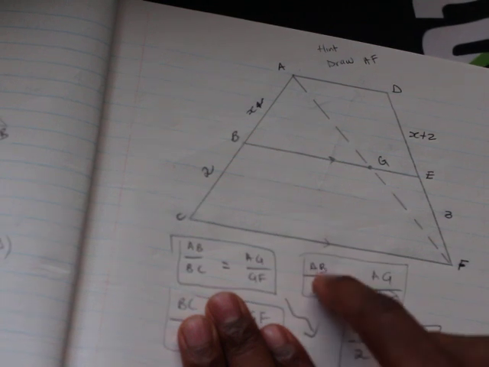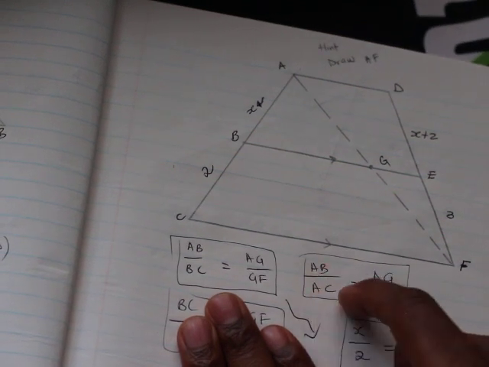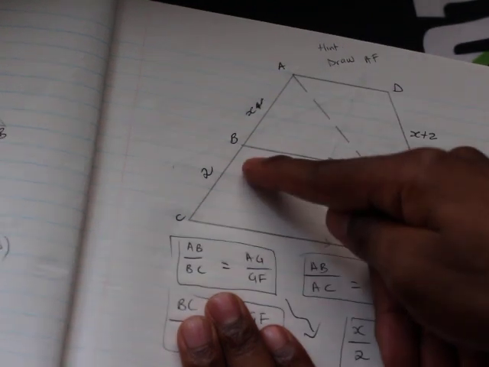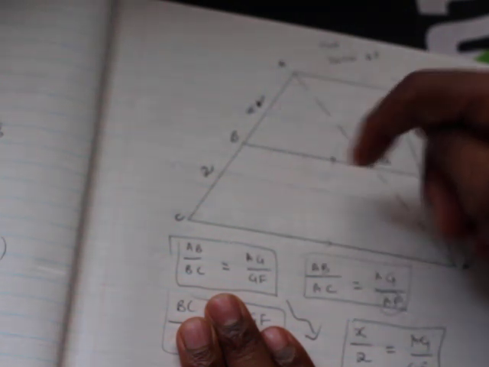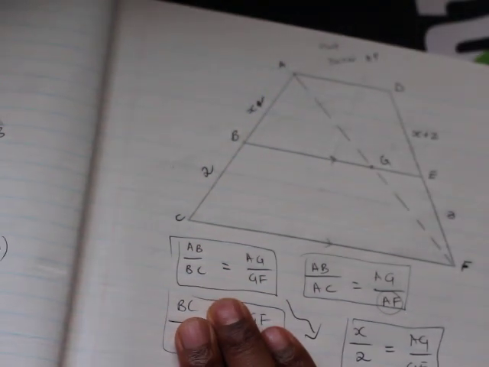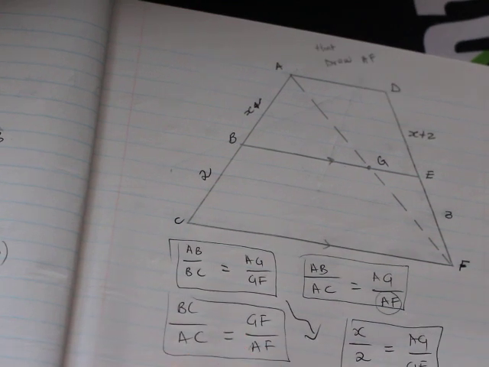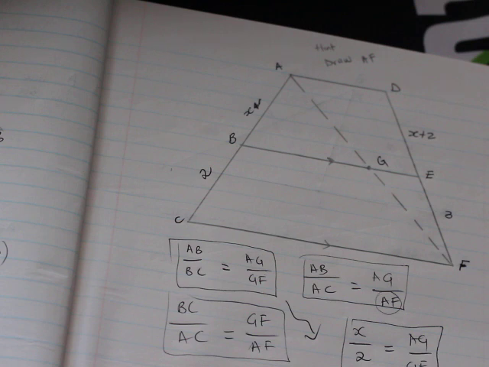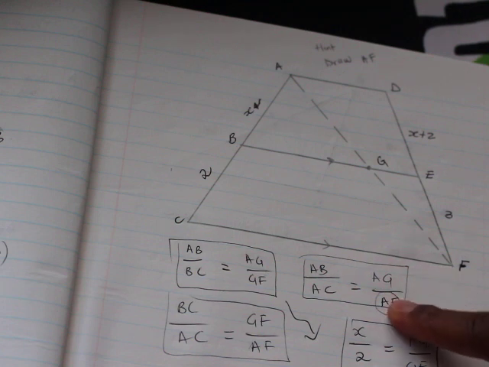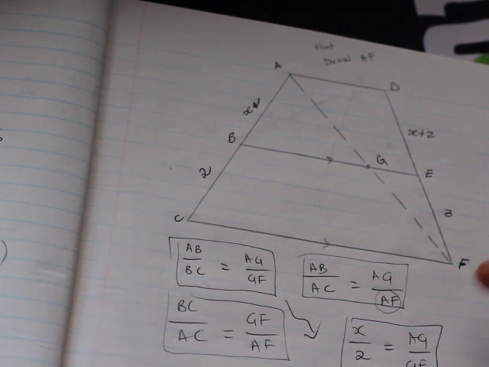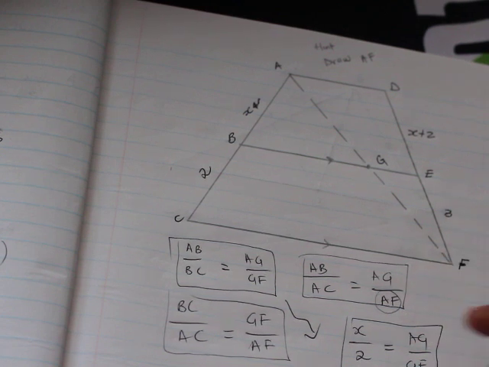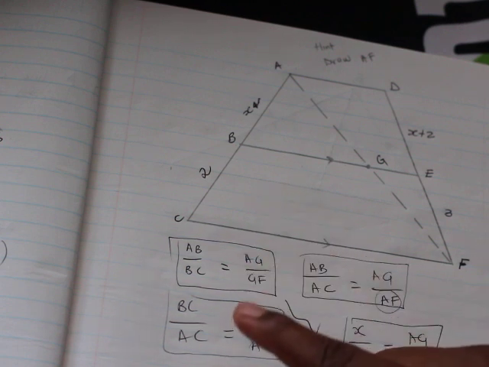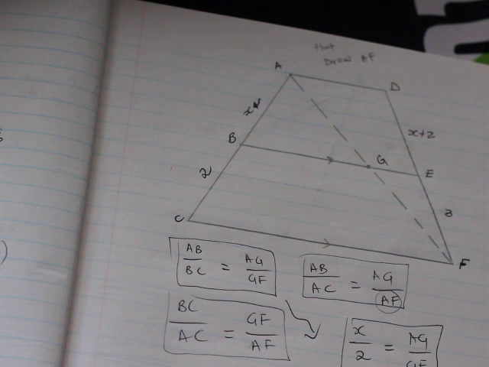Let's start with this one. AB over AC is equal to, because I said AB, I'm also going to say AG on the other side, divided by what? Remember, on the other side I said AC, so even this side I need to say AF. So this is still correct as well.